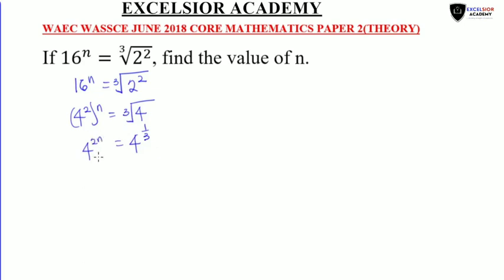Good. Now from exponential equations, we understand that when the bases are the same, we can equate the powers. So because we have 4 over here and then 4 over here, we can equate the powers. So we have 2n is equals to 1 over 3. Now, let's cross multiply. So this 2n multiplies the 3, and then we get 6n is equal to 1. To find n, let's divide both sides by 6. So our n is equals to 1 over 6.